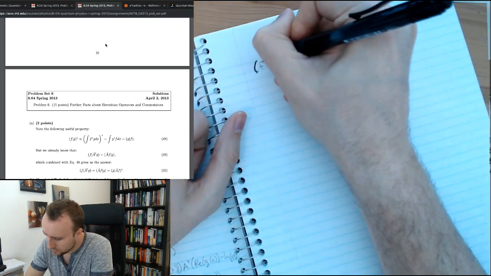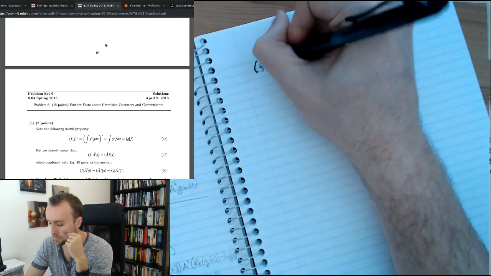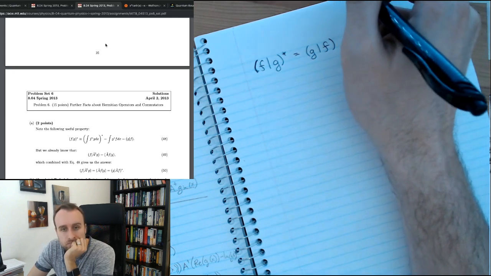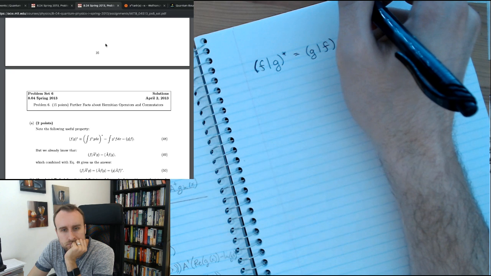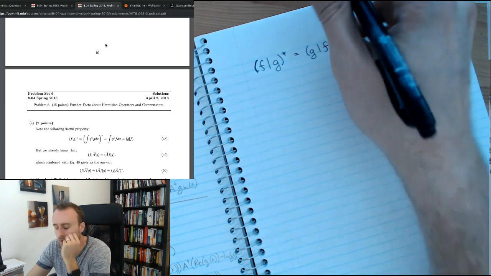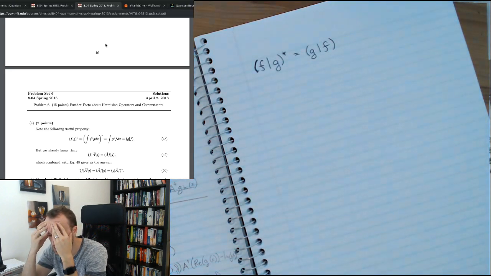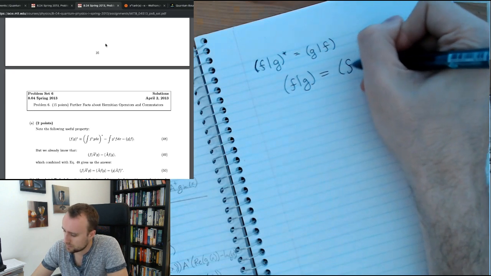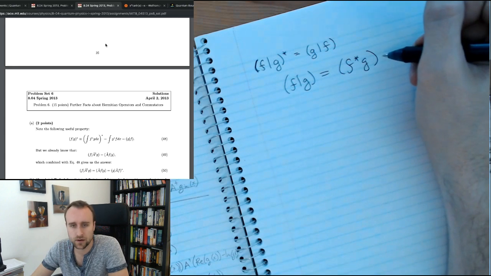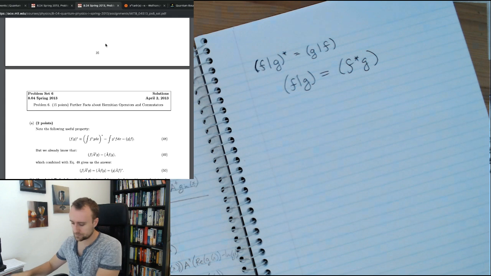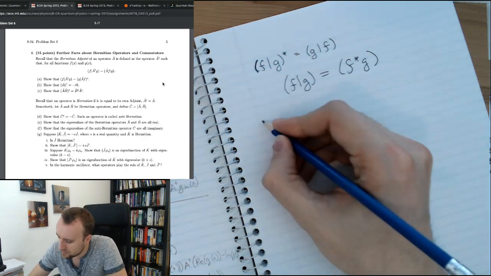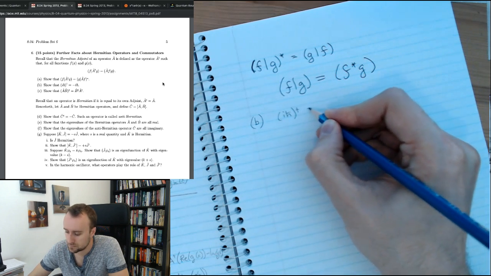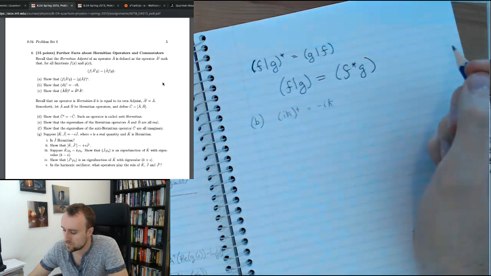So we have F. Oh, right, of course. Of course, the inner product of F and G equals F star G. It doesn't equal F times G. All right. Oh, that's my bad. Okay. All right. Let's try this one now. B, show that... okay.